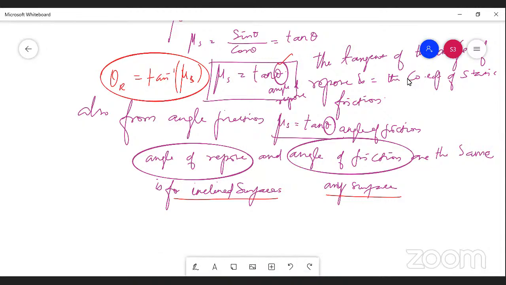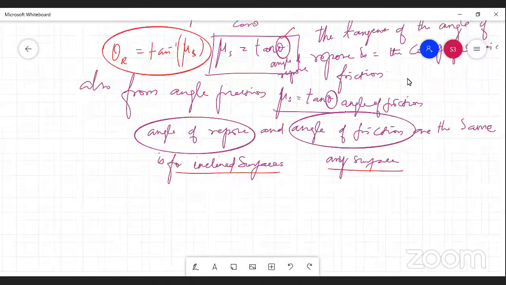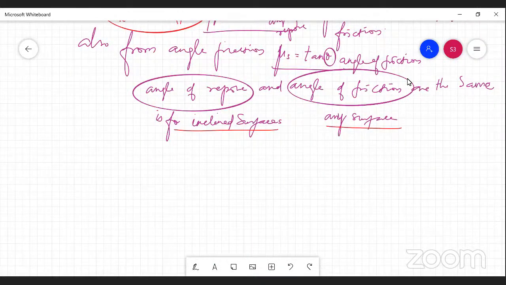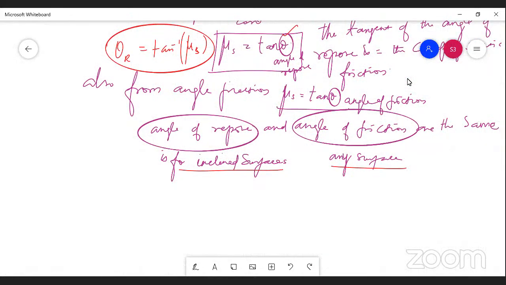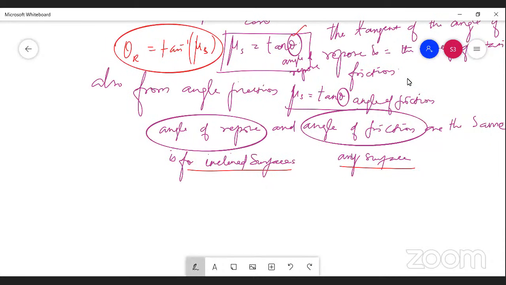Moreover, if you look at the expression, there is no term related to mass. In this expression, we have no term related to mass. So I can say here theta r, angle of repose.